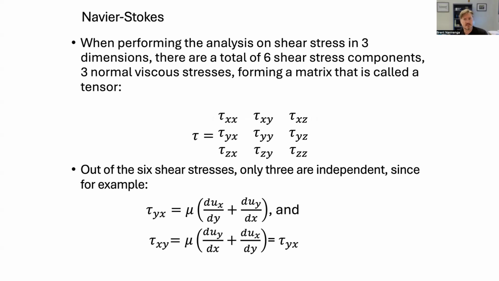Also, when performing the analysis on the shear stresses in 3 dimensions, there's a total of 6 shear stress components and 3 normal stresses. And we call this 3 by 3 matrix a tensor. Now of the 6 shear stresses, only 3 are actually independent, because if you look at tau yx, that's the same as tau xy. So keep that in mind if you're going back over the analysis and how you derive this for 3 dimensions.